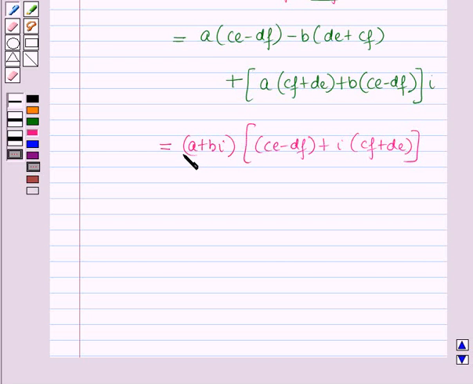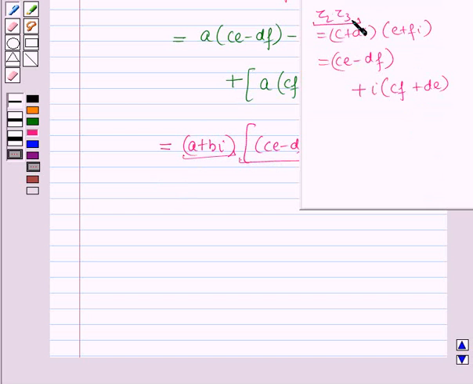Now z1 is equal to a plus b iota, and this complete term will be equal to z2 into z3.